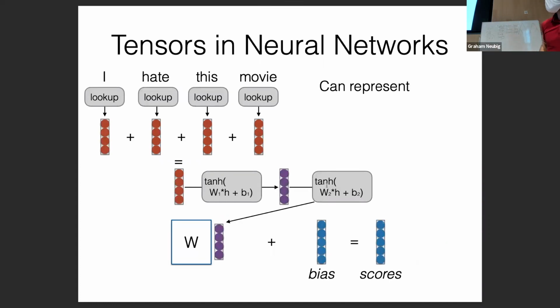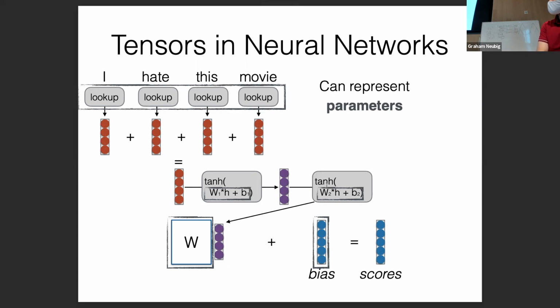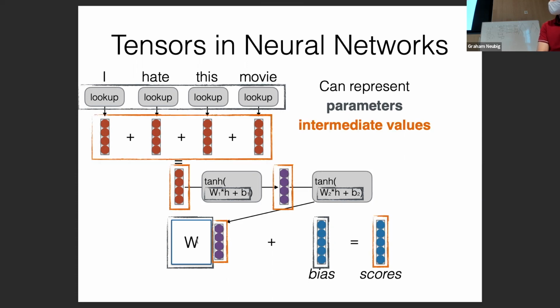Okay. So tensors in neural networks can represent basically anything that we have in a neural network. They can represent parameters, such as the word embeddings that we're going to be using. They can represent the weight matrices that we're going to be multiplying or adding together. They can also represent our intermediate values, so the sum of all of the word embeddings or the result of a hidden layer computation, other things like this.